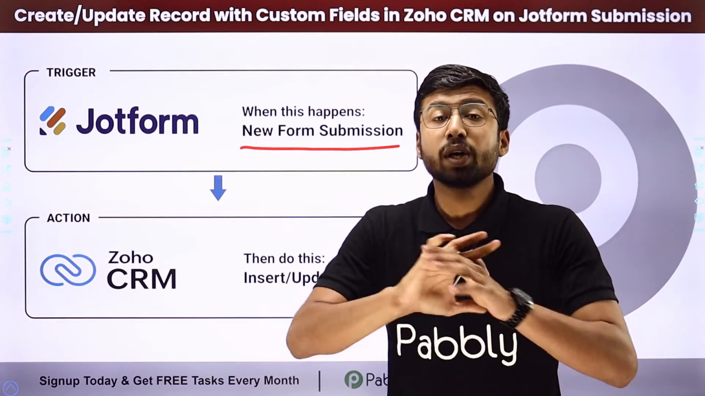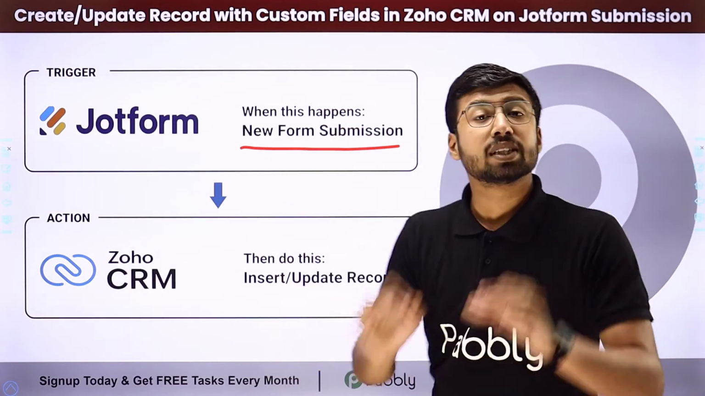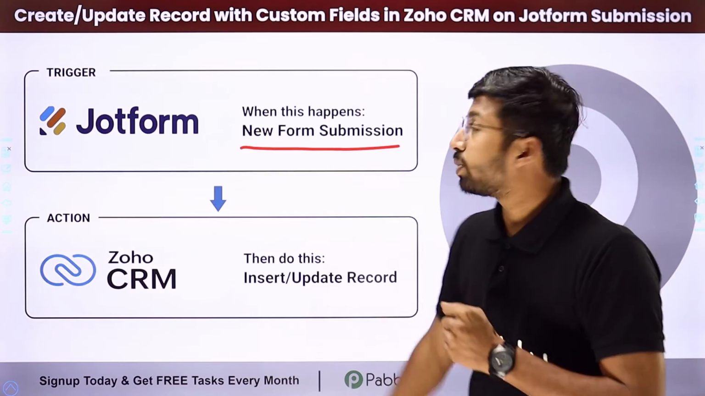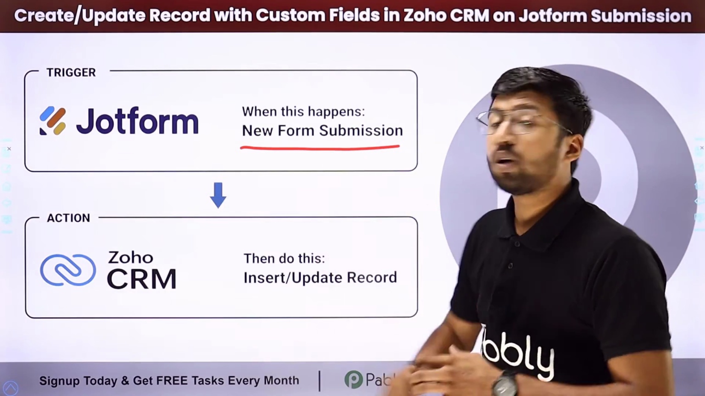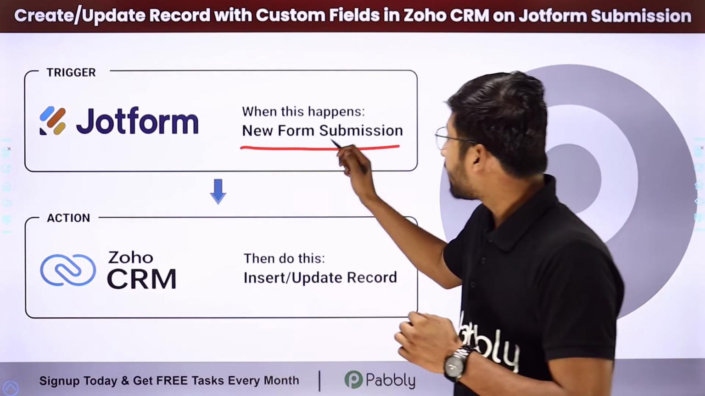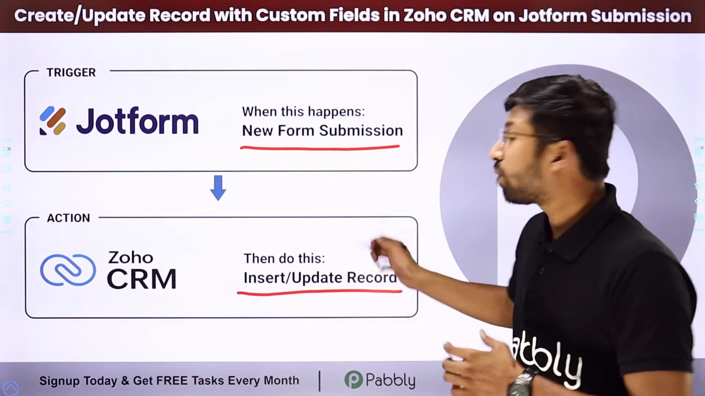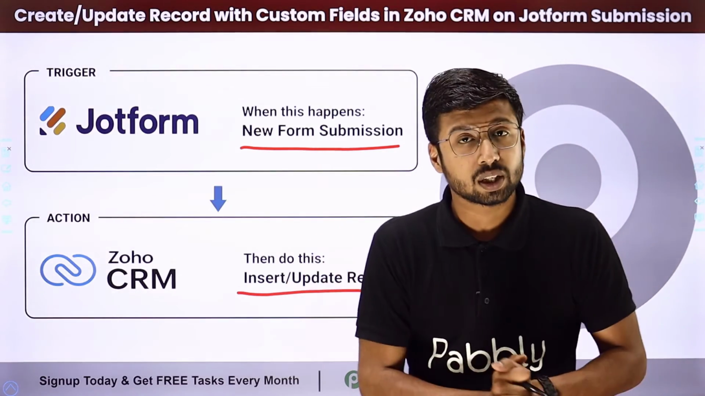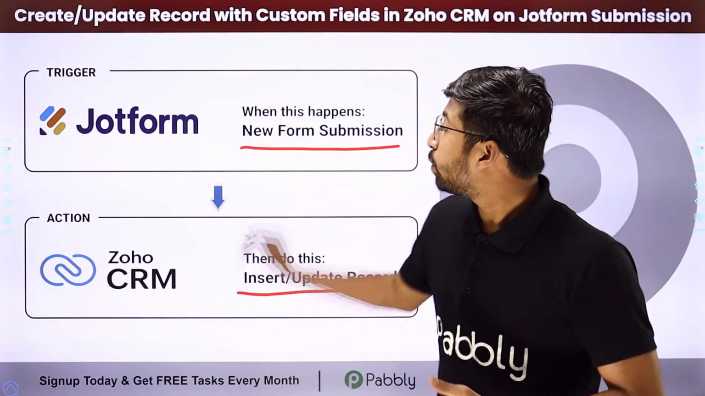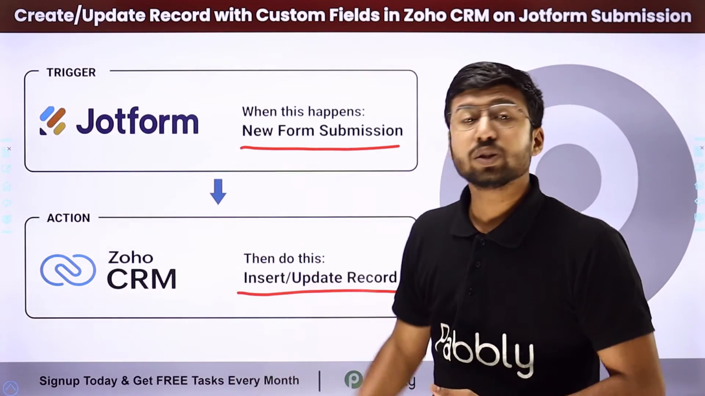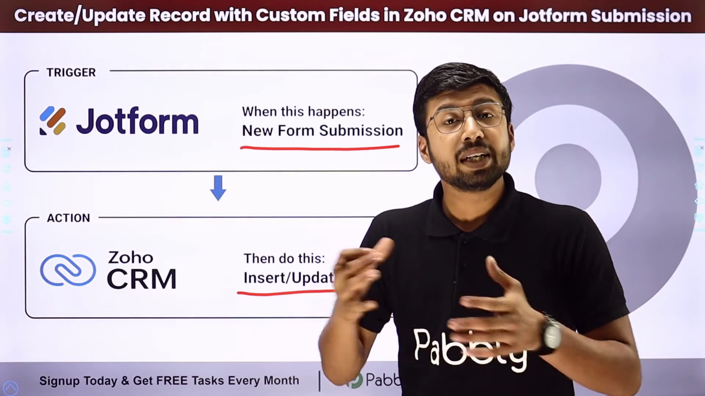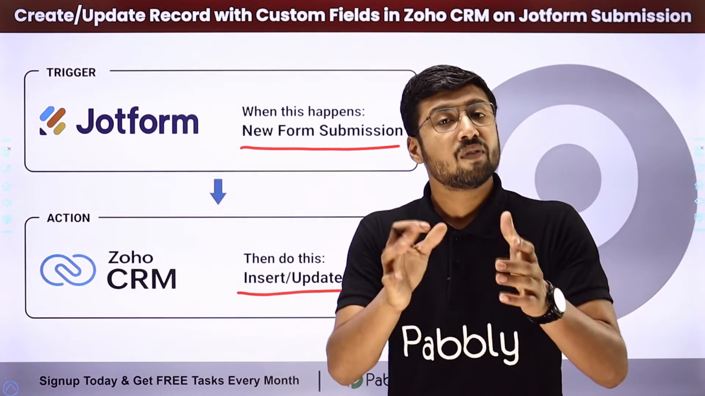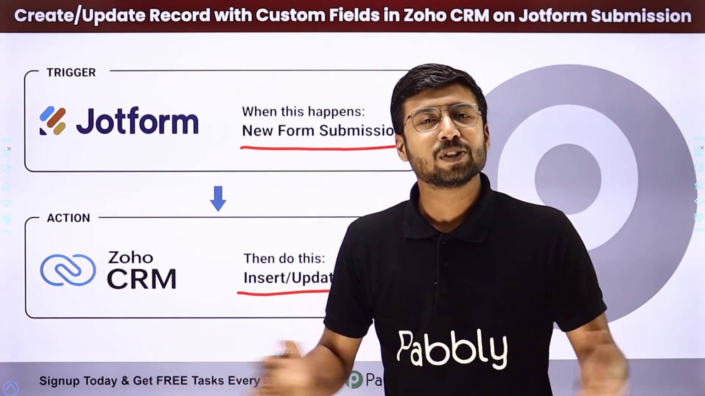Now let me tell you, you can actually automate this complete process with Pabbly Connect. And in this automation, whenever we receive a new form submission in Jotform, automatically the data will be inserted, or if we already have the records, they will be updated with custom fields in Zoho CRM. So if you want to know how you can set up this kind of automation for Zoho CRM to insert or update the existing record with custom fields, you just have to come with me to my screen.